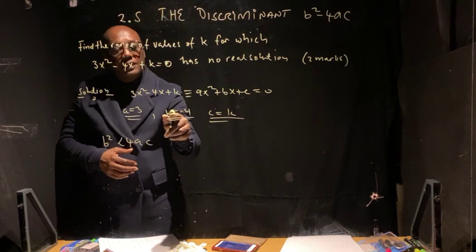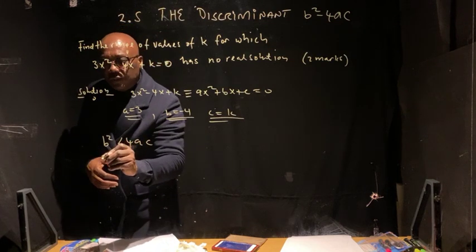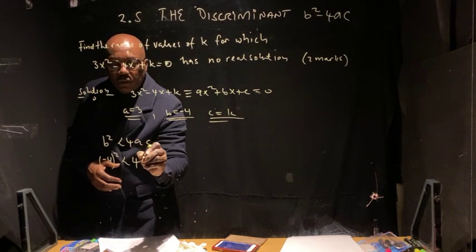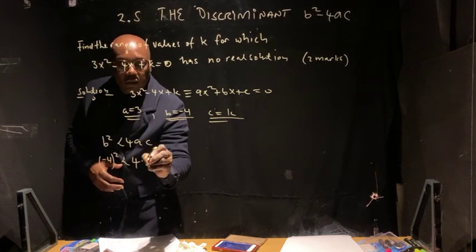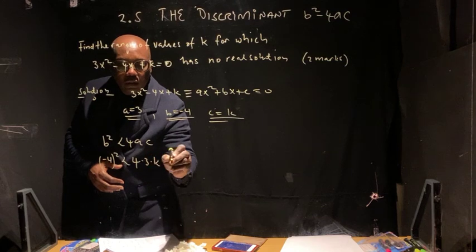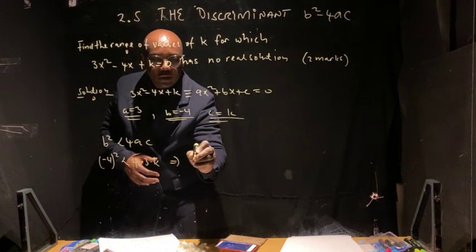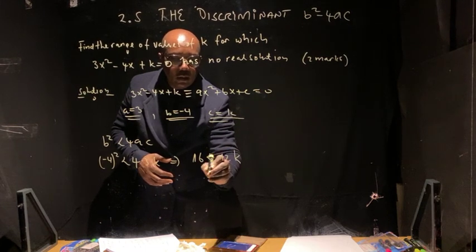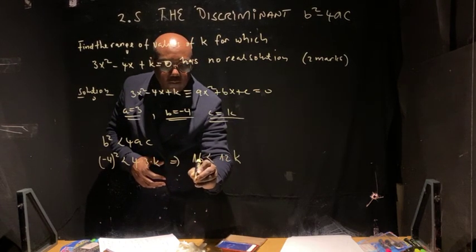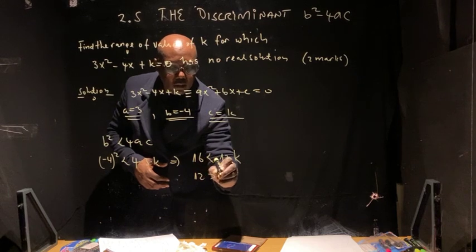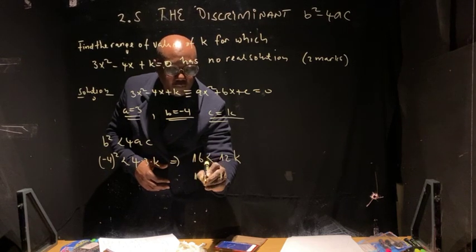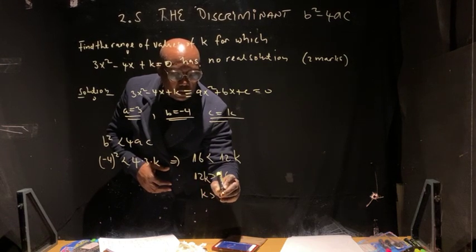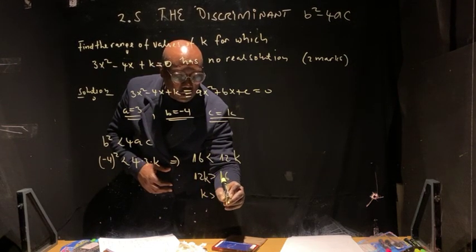Now we see that b is -4 squared, less than 4. What is a? 3. What is c? k, which indicates that 16 is less than 12k, which indicates 12k is greater than 16, which indicates that k is greater than 16/12. Sorry.